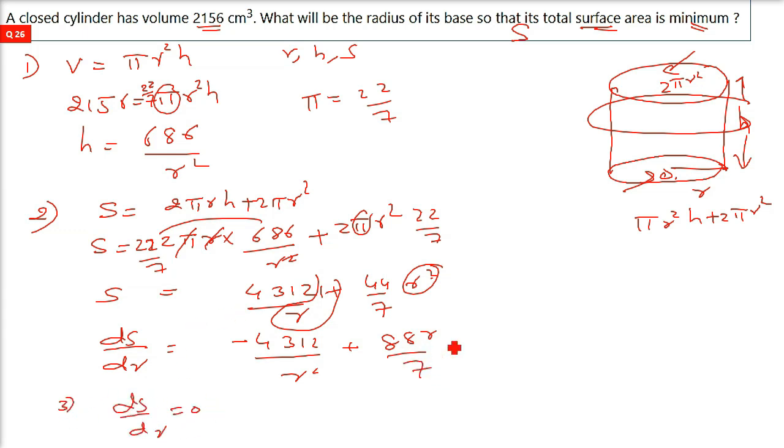You have to differentiate and then equate it to 0. Once you equate it to 0, finally what will r come as? The question is quite clear and very evident, r will come as 7 cm.